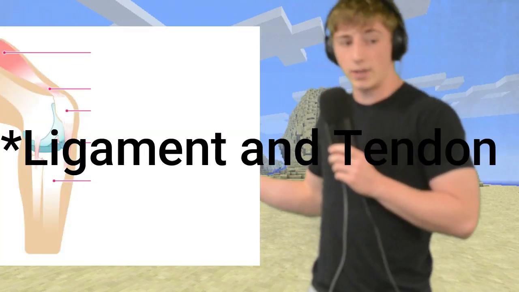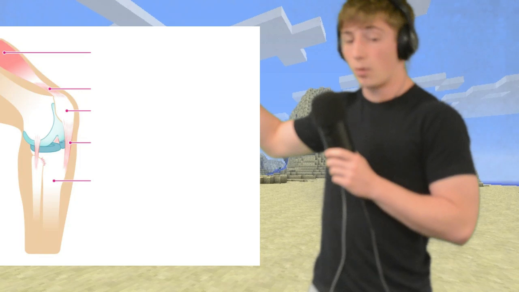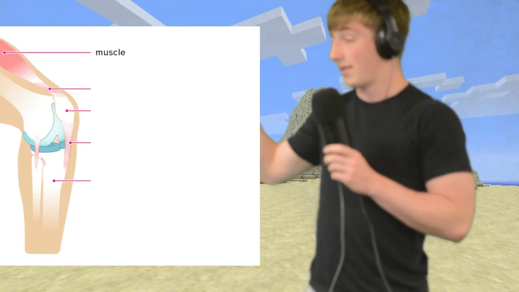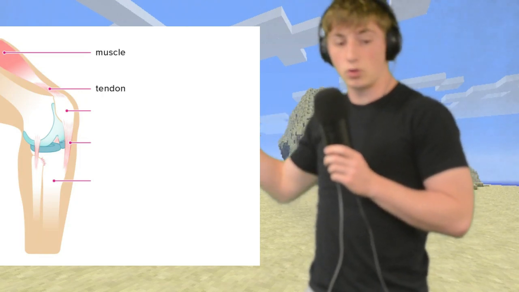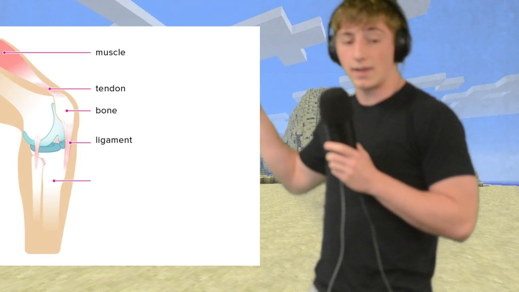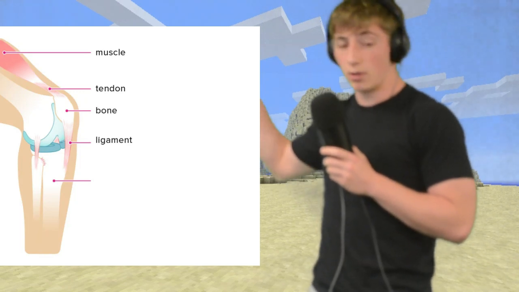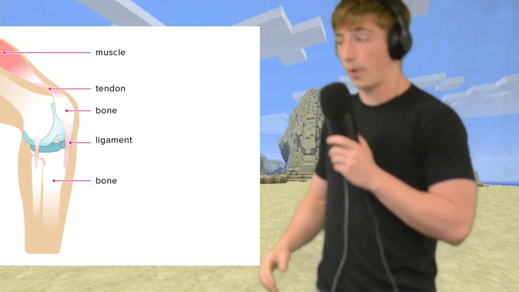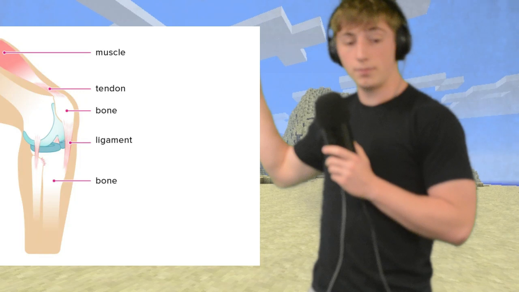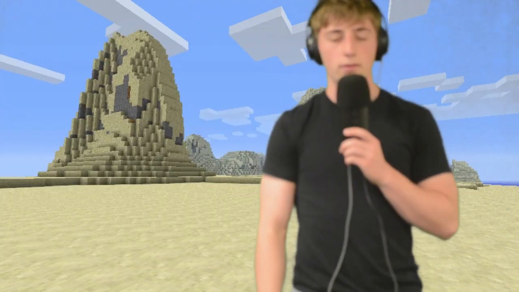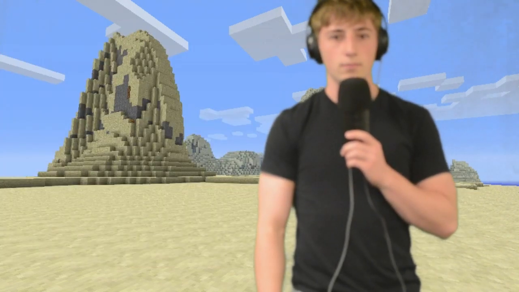Here I have a ligament diagram. At the very top we have the muscle, and then we have the tendon which connects that muscle to the patella bone. Then we have the ligament that will take that patella bone and connect it to the fibula. Remember, muscle to bone to bone. That was the tendons.